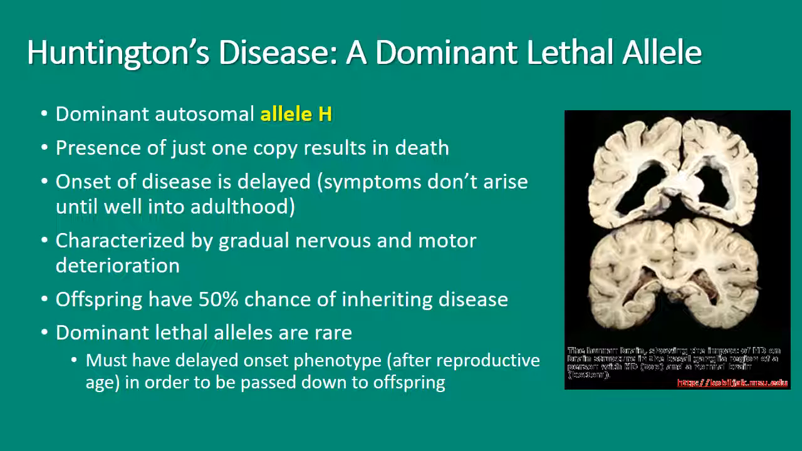So dominant lethal alleles are really rare. But Huntington's disease is one of those that the onset of the disease is so late in life that the trait does get passed down generations.